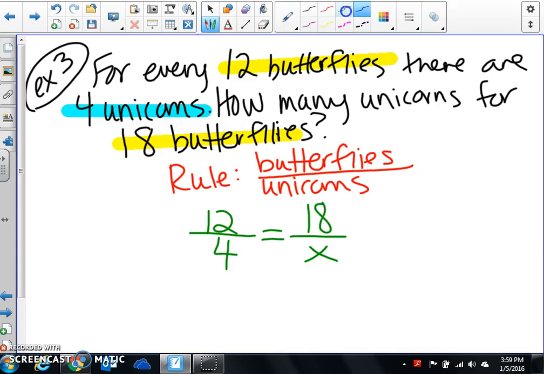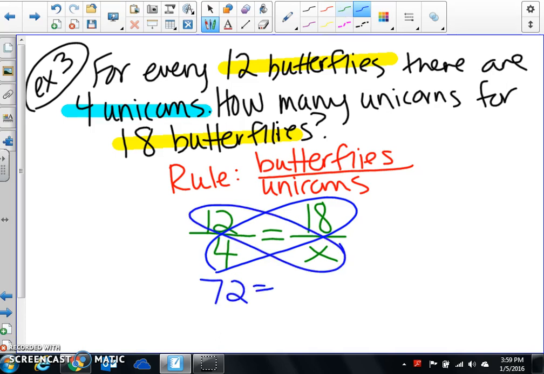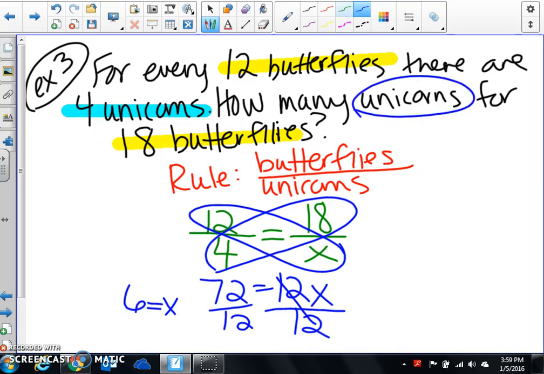Now I can solve the proportion. 4 times 18 is 72. 12 times x is 12x. Divide both sides by 12 to give me x equals 6. Remember, it's not just x equals 6. We're seeing, well, okay, what did they actually ask us for? They were asking for unicorns. So we would say 6 unicorns.